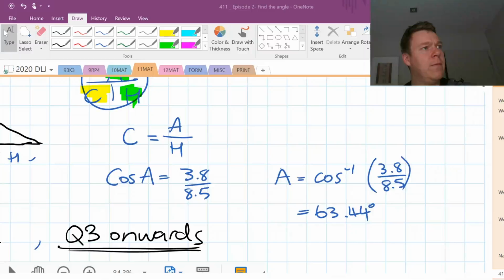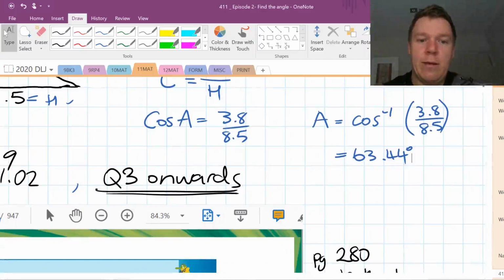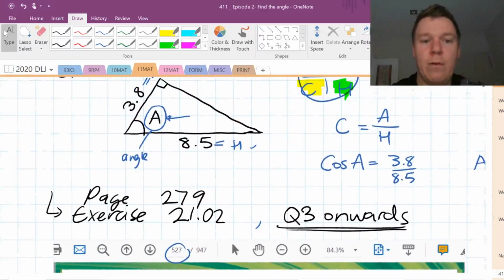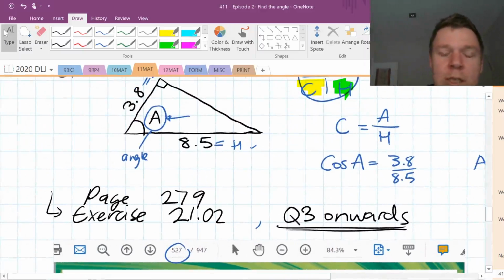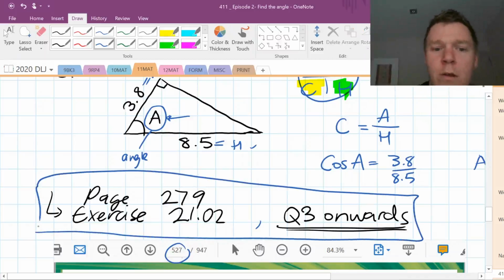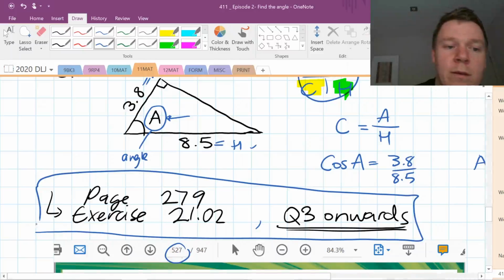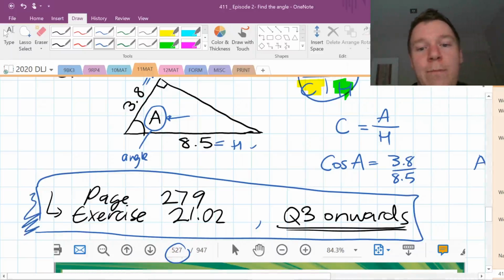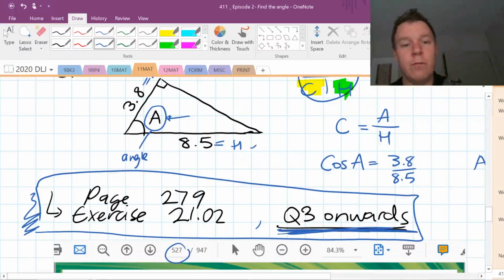There we go. Anyway, I will just leave this lesson here because I need to get prepared for my next one with my Year 12s. This exercise has some practice. Just do question 3 onwards. Just go through a few problems just to reinforce finding the angle.